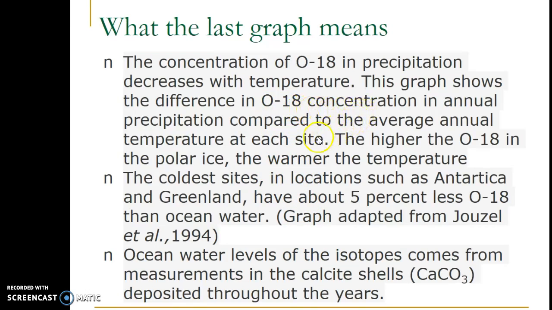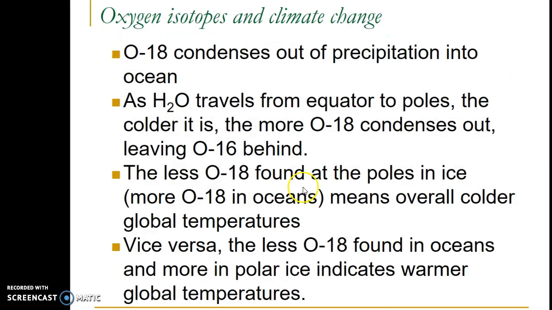Okay, so kind of explaining what's going on here, the O18 decreases with temperature, and this graph shows the differences in O18 concentration in annual precipitation compared to the average annual temperature at each site. The higher the O18 in the polar ice, the warmer the temperature. The coldest sites, locations like Antarctica and Greenland, have about 5% less O18 than ocean water. The ocean water levels of the isotope come from measurements in the calcite shells deposited through the years. So as O18 condenses out of precipitation, the water travels from the equator to the poles. The colder it is, the more O18 condenses out, leaving the O16 behind. The less O18 found at the poles and ice, more in the ocean, means overall colder global temperatures and vice versa.